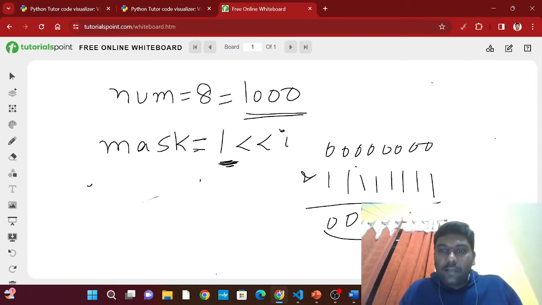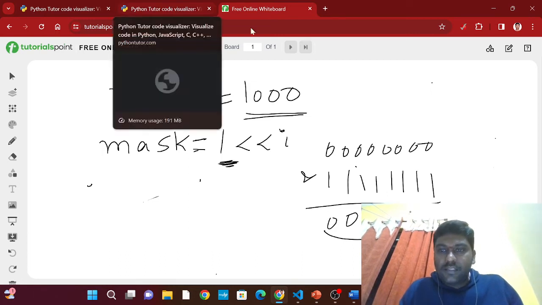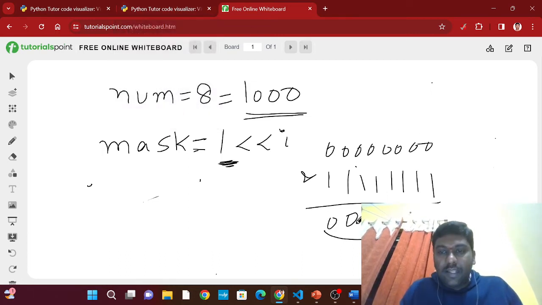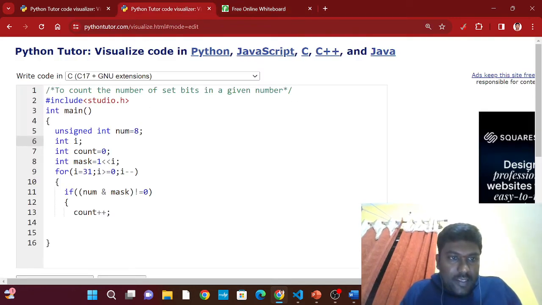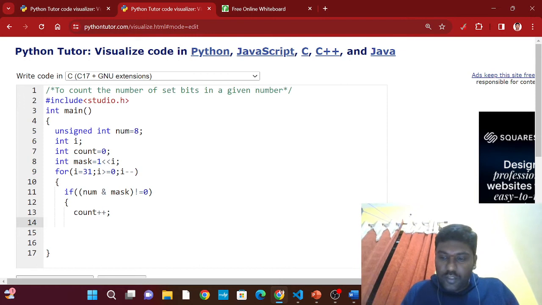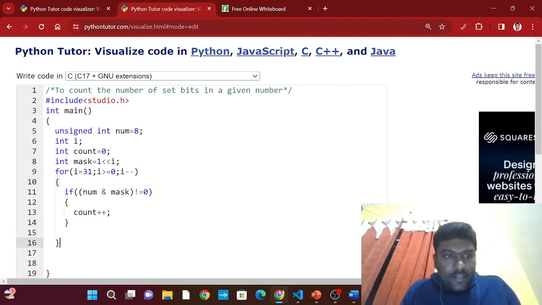So I am writing that if it is not equal to 0, then the count value should be increased; if it is equal to 0, then the count value should not be increased. If it is not equal to 0, it means it is equal to 1, then the count value can be increased. So that's what I am writing here. If num AND with mask is not equal to 0, then that means indirectly it is 1, then the count value is going to be incremented. So I have written this logic here.